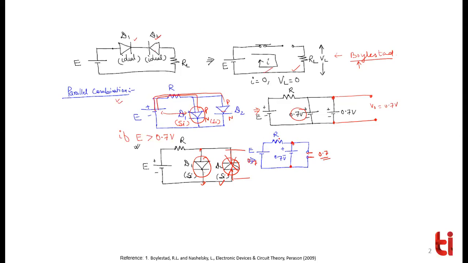And simply you can solve this circuit by applying KVL. You can simply apply KVL here: E minus IR minus 0.7 equal to 0. So I equal to E minus 0.7 divided by R. So this is a simple formula-based question you can get in the exams.